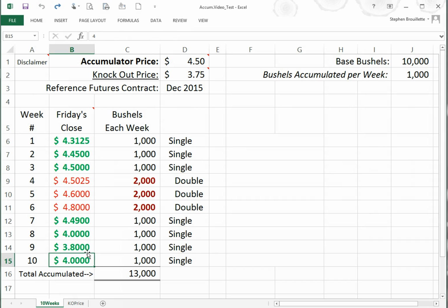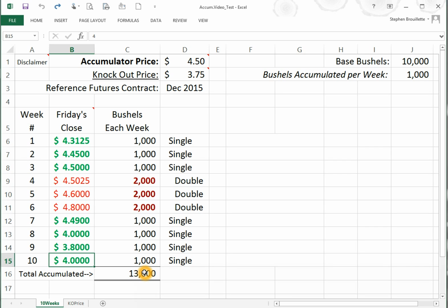So you can see there on the 10th week, we closed at $4, and we add up all these accumulators. Obviously, it would have been 10,000 bushel had it been 1,000 bushel a week if there had not been any doubles. In this case, we had 3 doubles. That adds an extra 3,000 bushels. So in this contract, there would be a total of 13,000 bushel accumulated.